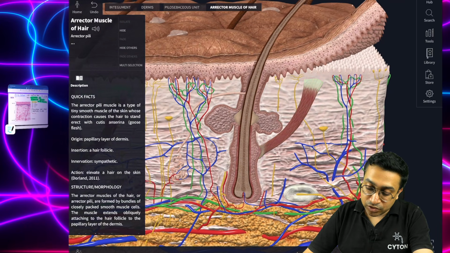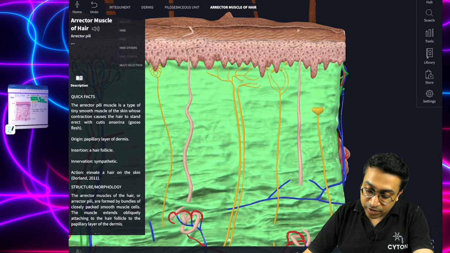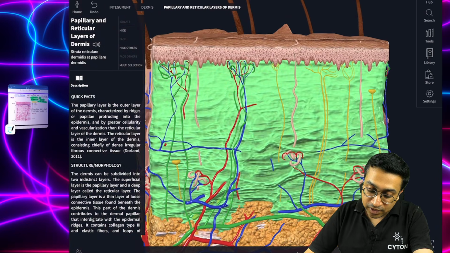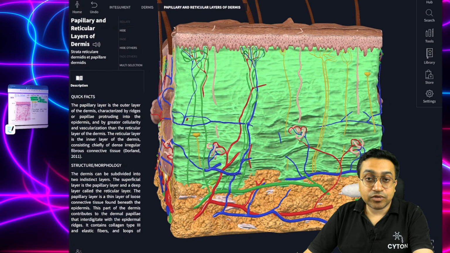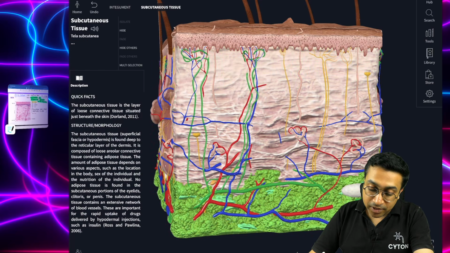Okay, which is attached to the hair follicle, you can see very well. And then you can see the different nerves. In this layer, this is the papillary layer of the dermis. We will come eventually to this. There are two layers of the dermis, papillary and the reticular. So this is the papillary and reticular layers.